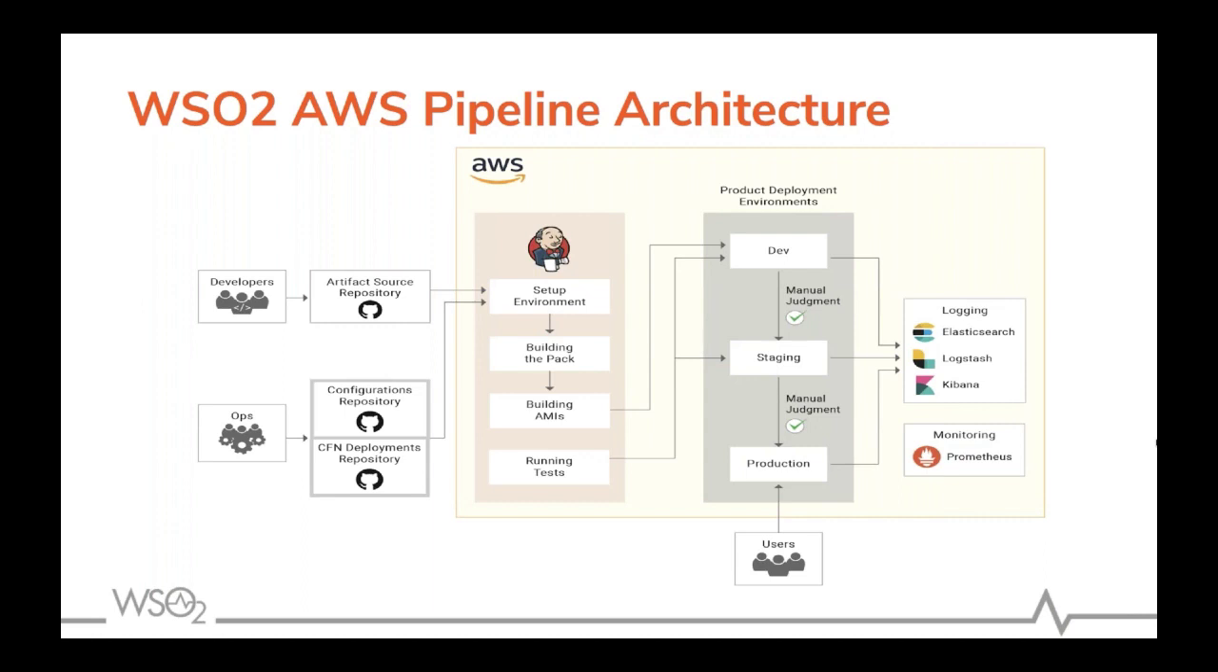As you can see on the diagram, all three environments are pre-configured with logging. The logging can be accessed using a Kibana dashboard. And in addition to logging, in the production environment, WSO2 pipeline also has monitoring.